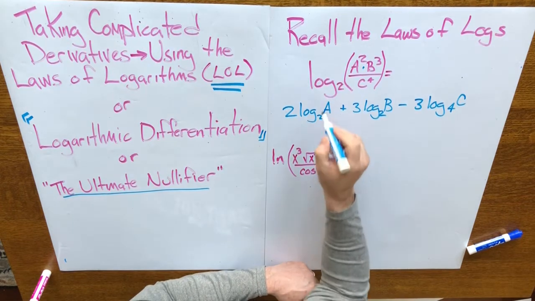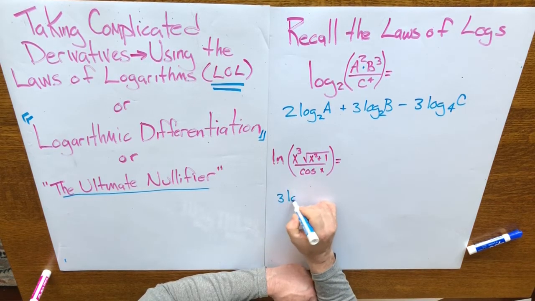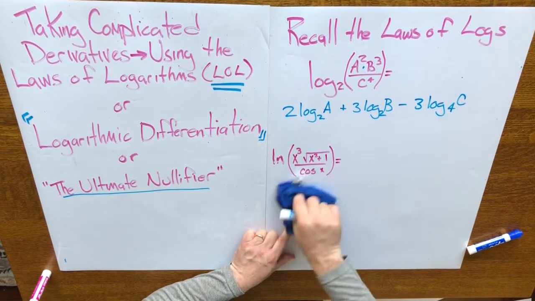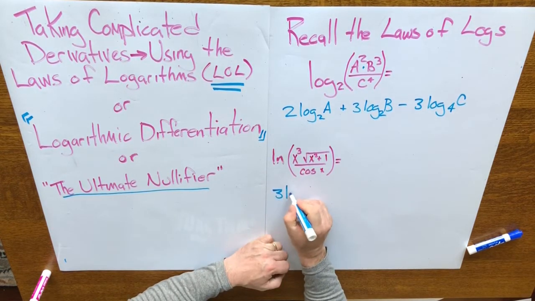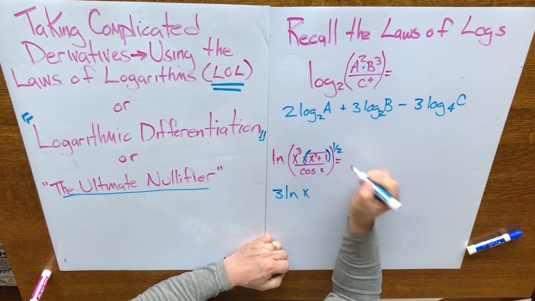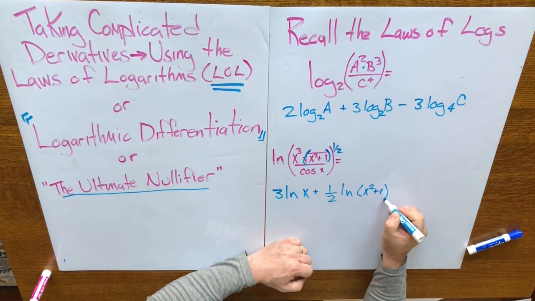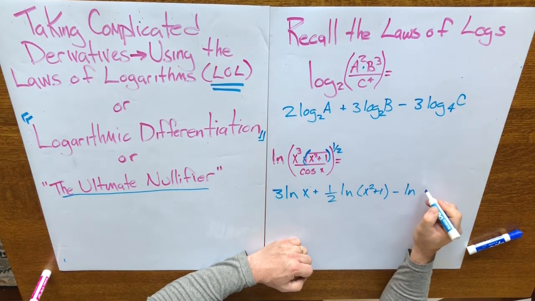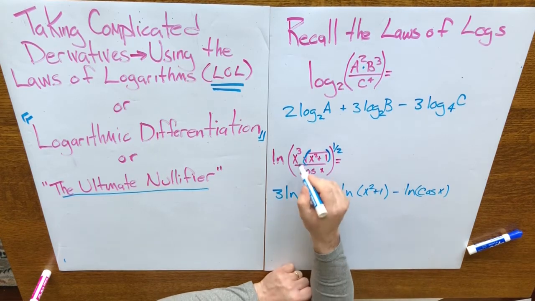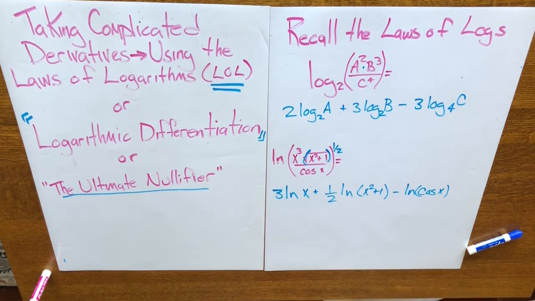In this example here, it's ln, which is the natural logarithm. The rules apply exactly the same. 3 ln x, remembering this square root symbol represents the fractional exponent 1/2, plus 1/2 ln of x squared plus 1, minus ln cosine of x, like that. So what's really good about this is that we're taking products and quotients and expressing them as sums and differences. And taking the derivative of sums and differences is a lot easier.